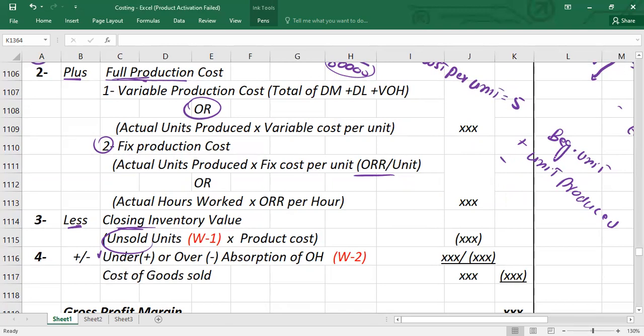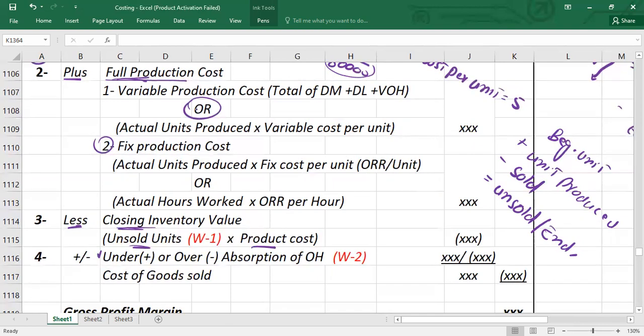From units available for sale, if you subtract units sold, the units which you have sold during the period, you will automatically get unsold units, which is also called ending inventory units. Okay guys, so I need unsold units times what? Product cost. Now the point is, what is the product cost?